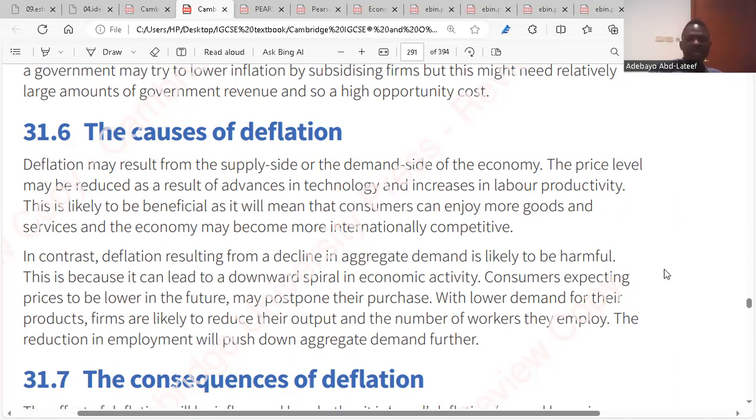Yes. So consumers expecting prices to be lower in the future may postpone their purchase. With lower demand for their products, firms are likely to reduce their output and number of workers they employ.